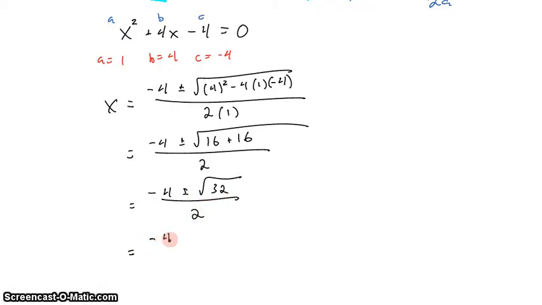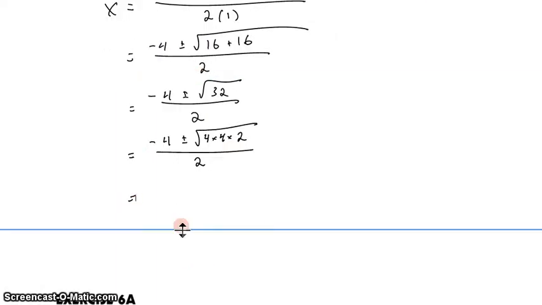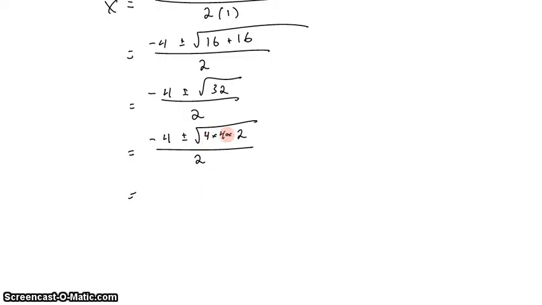Now 32 is not a perfect square, but I can express it as 4 times 4 times 2. And how does that help me? Well, it means that I have a square within it, 4 times 4. So the square root of 4 times 4 is 4, and that leaves a 2 underneath the radical.